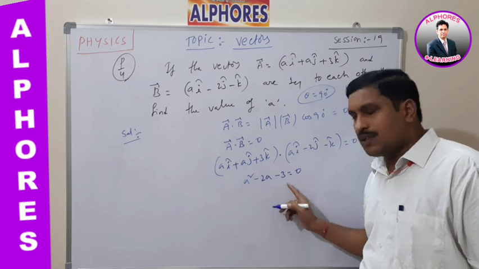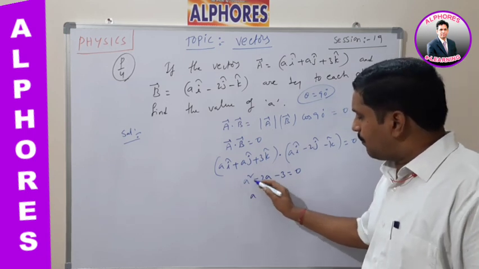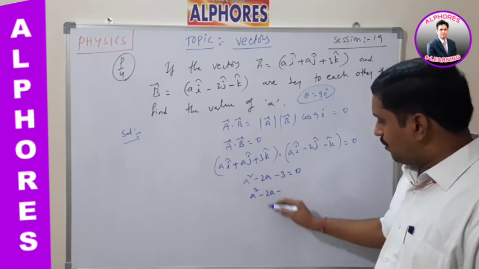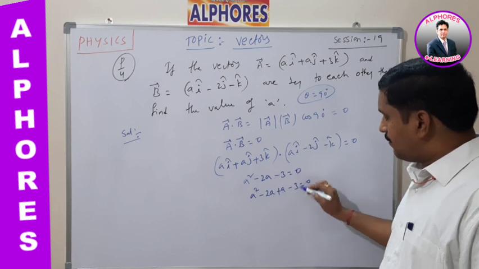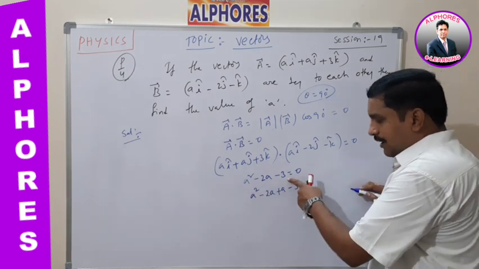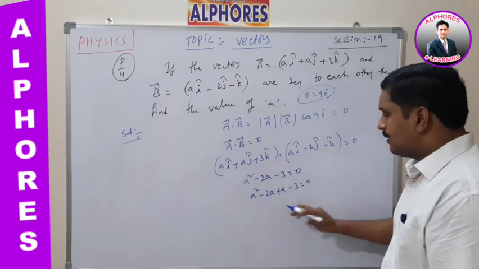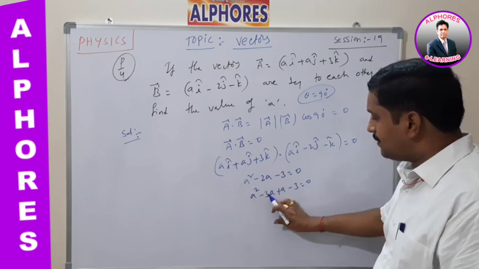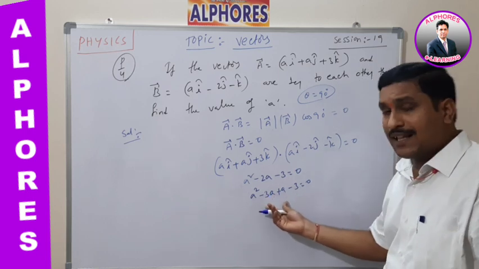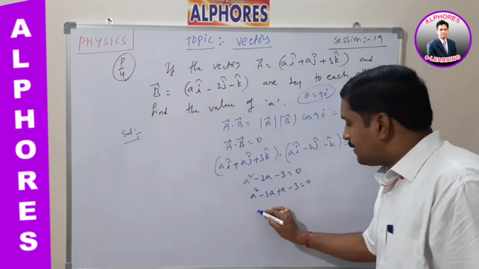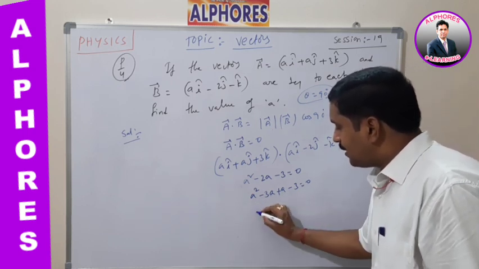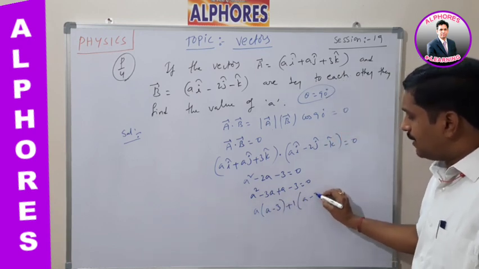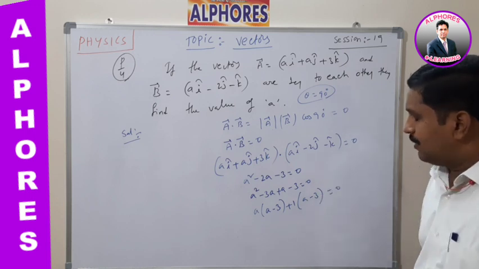Now what are the roots of this one? Listen carefully, it can be factorized by splitting the middle term. A square minus 2A minus 3 is equal to 0. Here, 1 into minus 3 gives minus 3, so A square minus 3A plus A minus 3 is equal to 0. Taking A common in the first term gives A minus 3, and taking 1 common in the next term gives A minus 3, which is equal to 0. Now what is the value here?